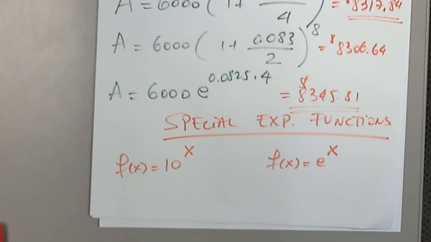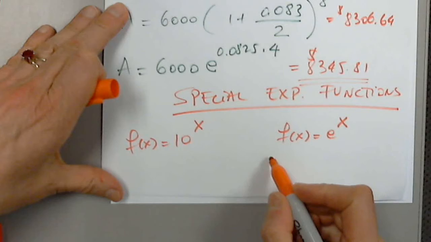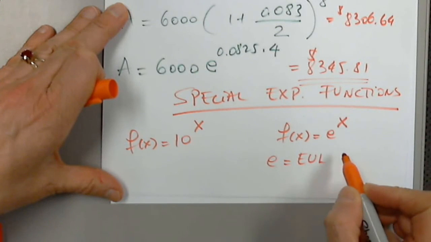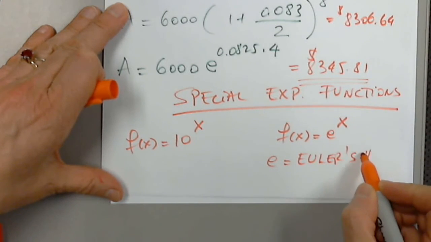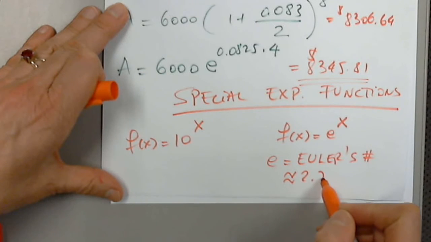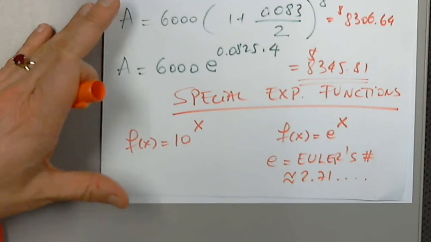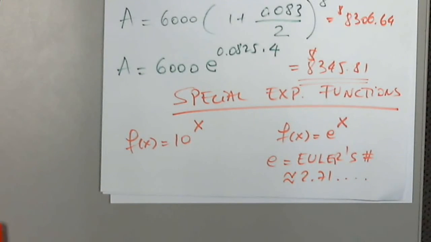Yes, it's Euler's number, 2.71, and continues forever. So e is Euler's number, and is approximately 2.71, blah, blah, blah. And it's an irrational number. How do you get that number? I said, how did Euler get his number?